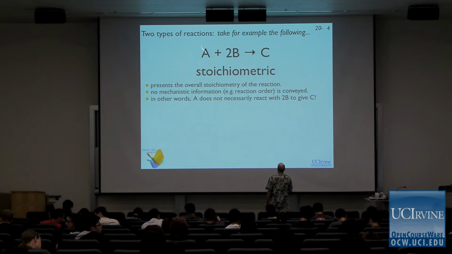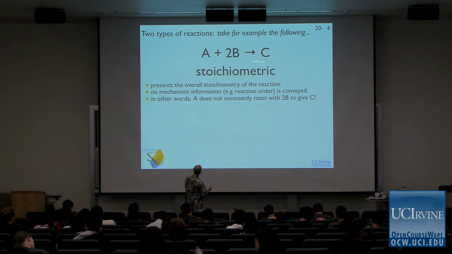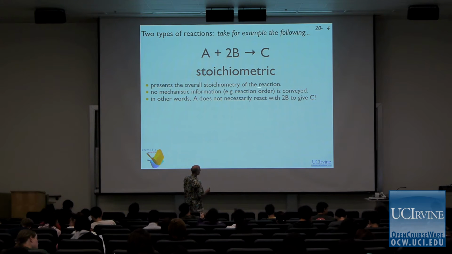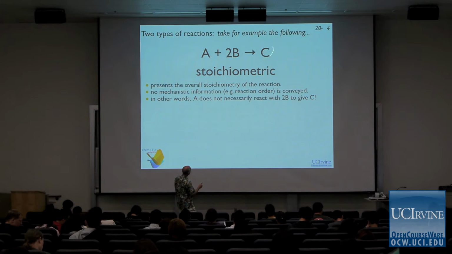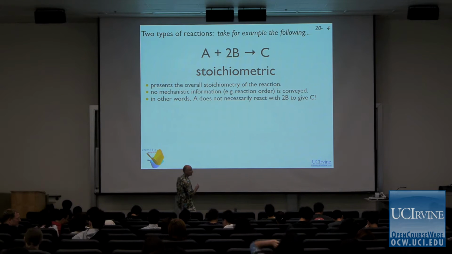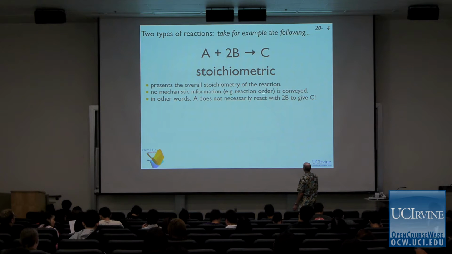Okay, so we mentioned on Wednesday that we're used to looking at chemical reactions that are written down like this, and we classified these as two different types. They're either stoichiometric or elementary. If they're stoichiometric, what this reaction represents is the overall stoichiometry. 2 moles of B reacts overall with 1 mole of A to give 1 mole of C. That's the only information that's conveyed by this equation, the overall stoichiometry of the reaction. There's no kinetic information conveyed by it at all. No mechanistic information.